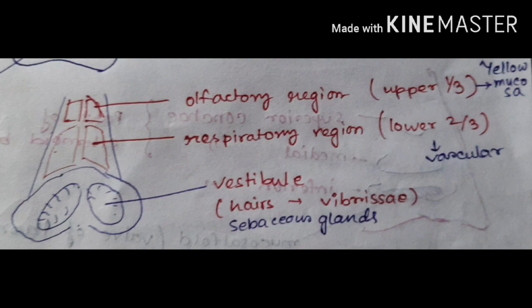Next is the respiratory region. The respiratory region comes in the lower 2/3 portion of the nasal cavity and it is highly vascular in nature. It means it has so many blood vessels which help in respiration. Next, the upper 1/3 portion is known as the olfactory region. Here, olfactory receptor cells are present which help with the smell sensation.